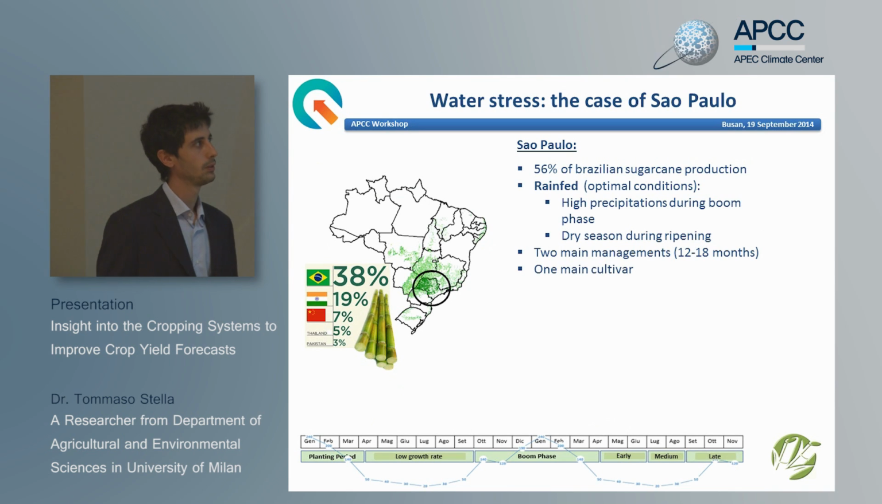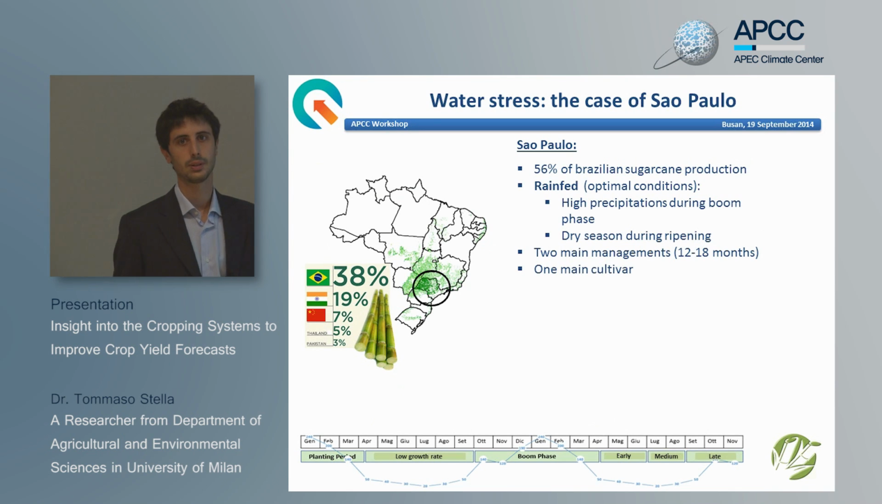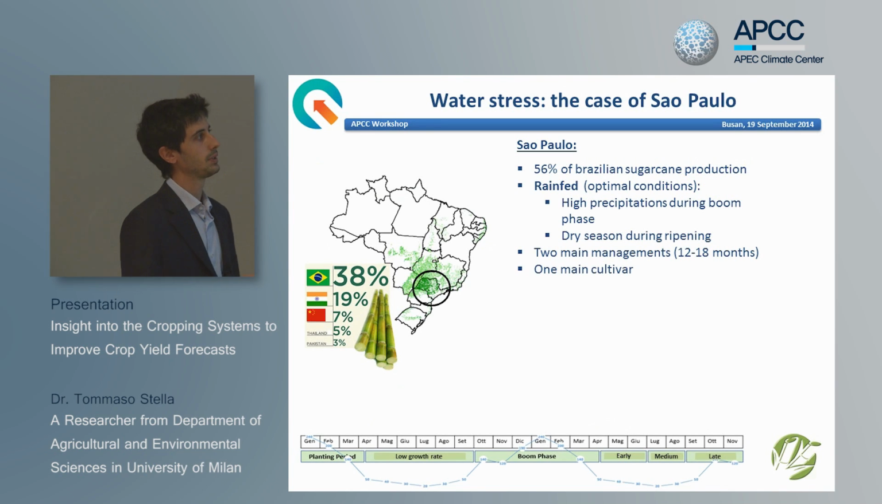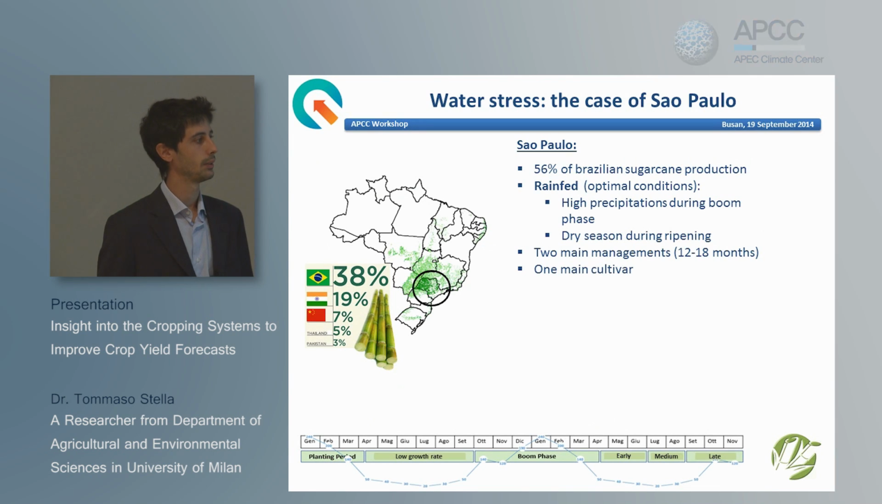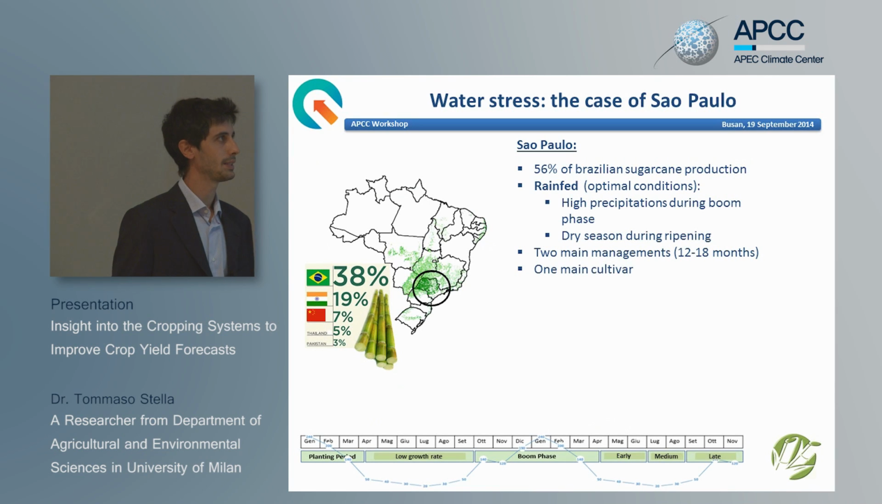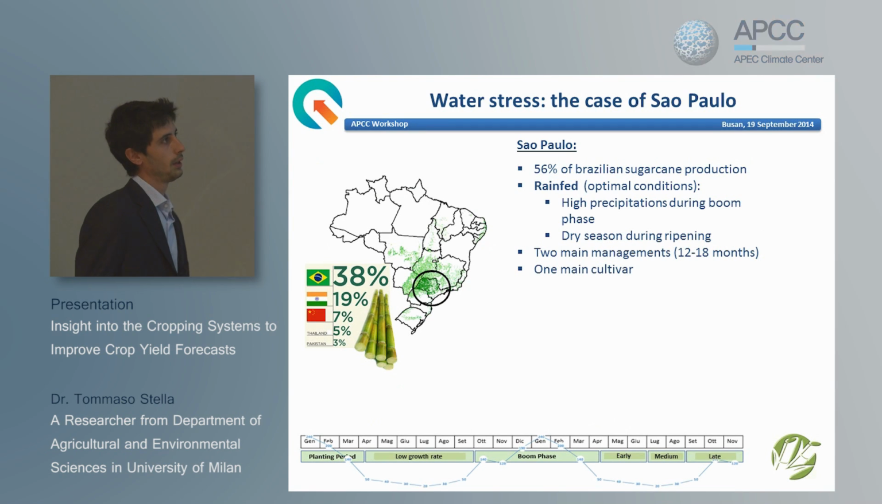In this situation, the crop is rain-fed because it senses optimal conditions during growth, because this particular state is characterized by high precipitation level during the boom phase, which is the phase of development where the highest amount of water is requested by the crop, and the dry season during ripening, which favors both yield formation and also harvest operations.